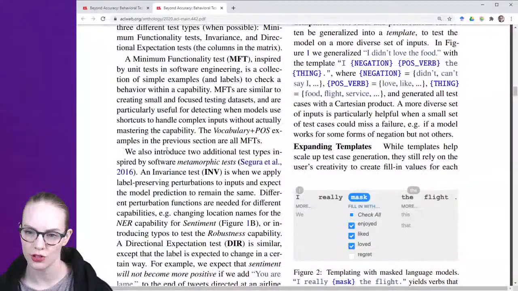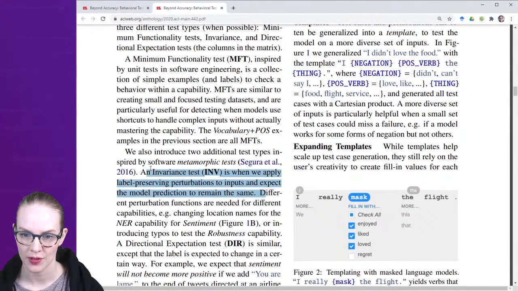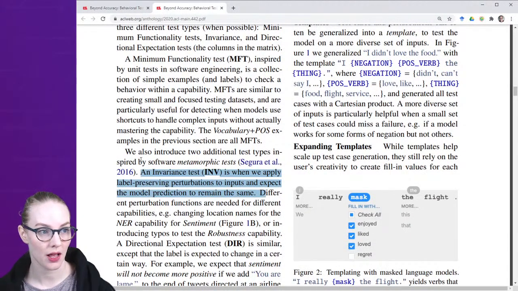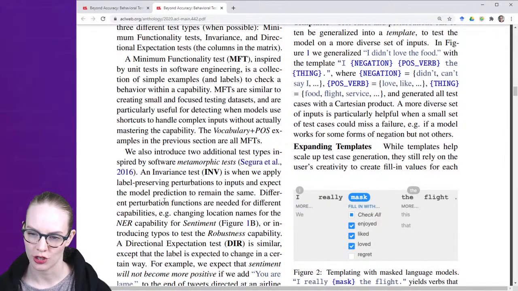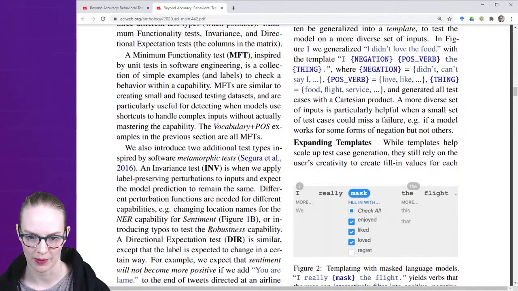We also introduced 2 additional test types inspired by software metamorphic tests. An invariance test is when we apply label-preserving perturbations to inputs and expect the model prediction to remain the same. So you change something about the data, but that change should not change the model output. Different perturbation functionalities are needed for different capabilities, e.g. changing location names for the named entity recognition capability for sentiment, or introducing typos to test the robustness capability.